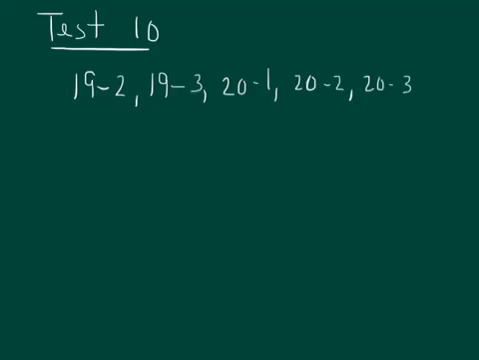So what we're going to look at is the sections from test 10, which are 19.2, 19.3, 20-1, 20-2, and 20-3. Now, just to quickly go over what each of these sections are and the formulas used before we begin. 19.2 was resistance, and the only formula we used in 19.2 was Ohm's law.